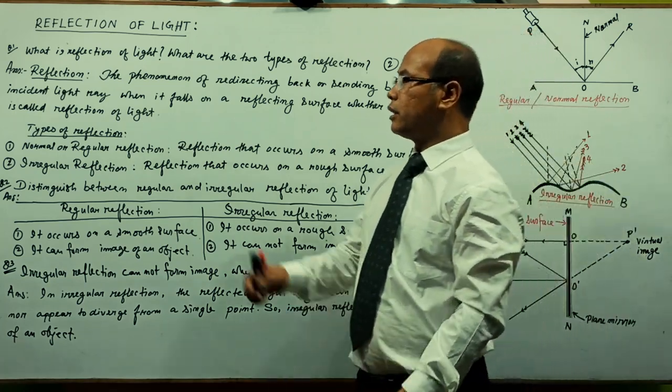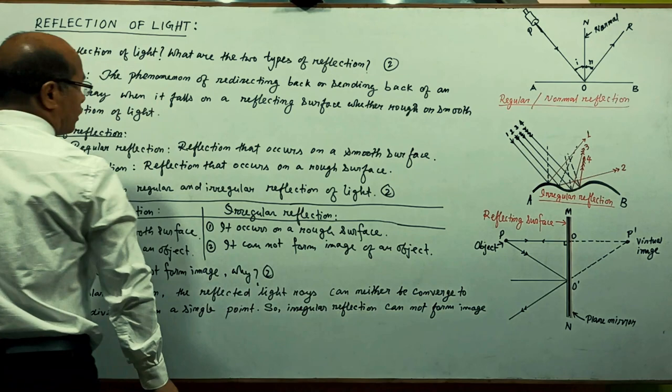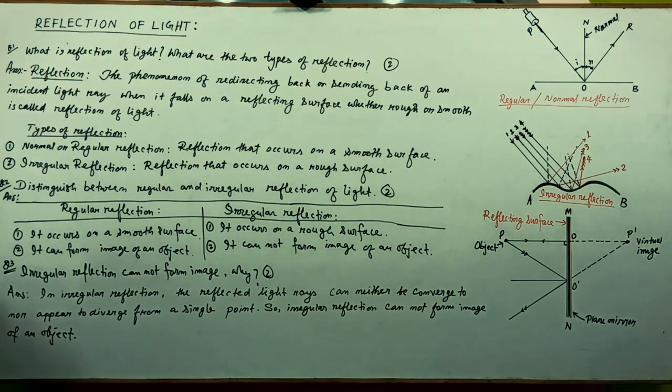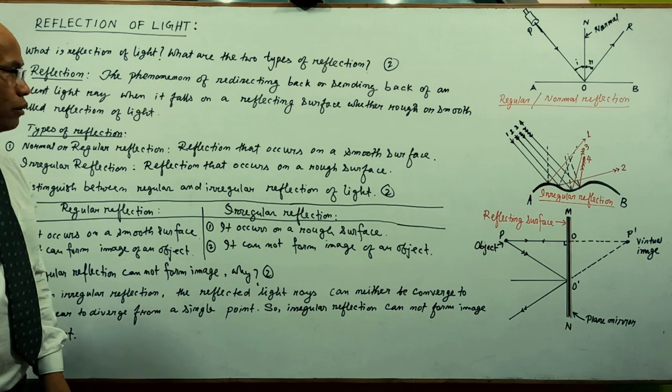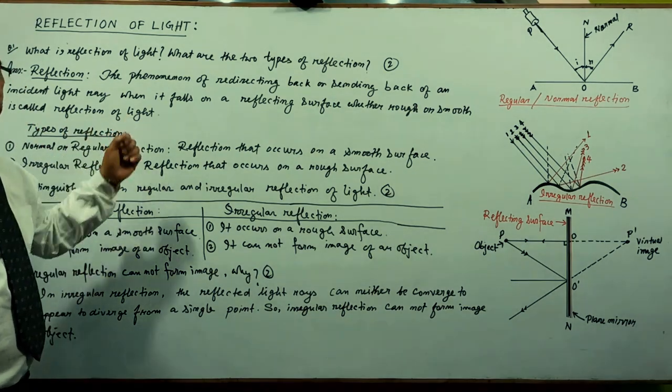Now we are writing the definition. The phenomenon of redirecting back or sending back of an incident light ray when it falls on a reflecting surface, whether rough or smooth, is called reflection of light.